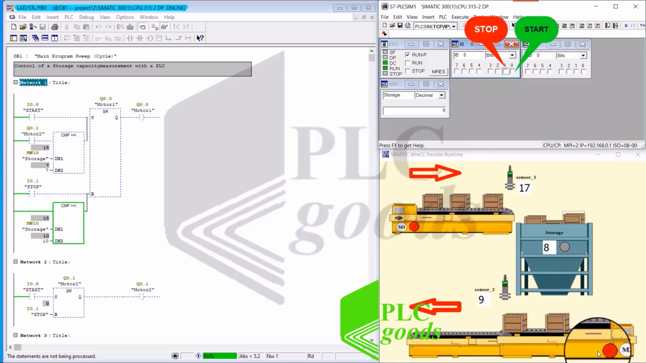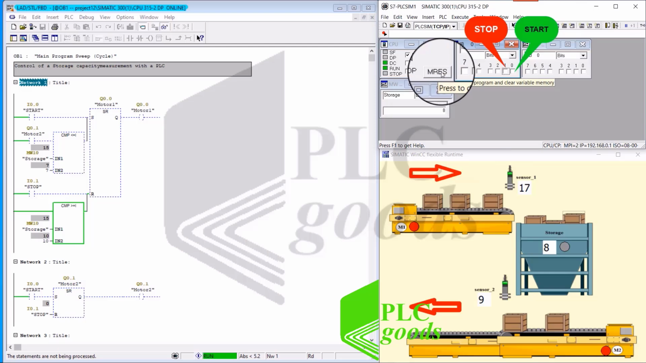So in total I activated sensor number 1 for 17 times, sensor number 2 for 9 times, and so 17 boxes went inside the storage area, 9 boxes went out of it, so I have 8 boxes inside the storage area right now. In order to reset the content of these memory locations related to sensor 1, sensor 2 and the storage area, I can just go ahead and tap on the memory reset button to reset the contents.